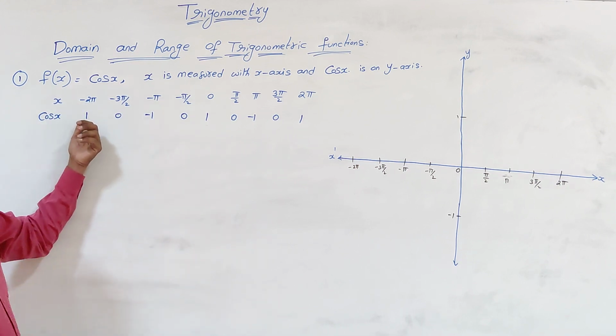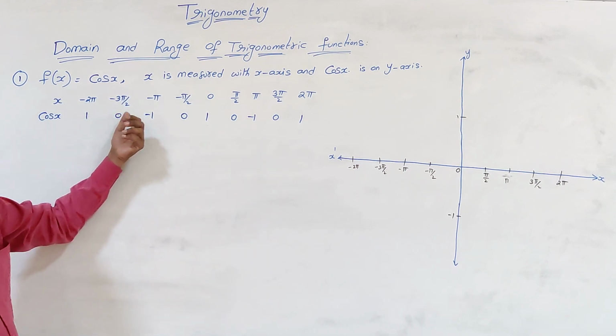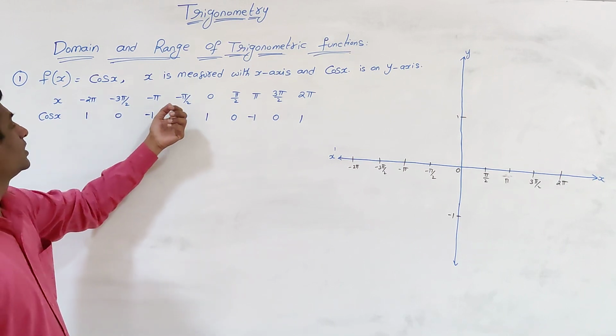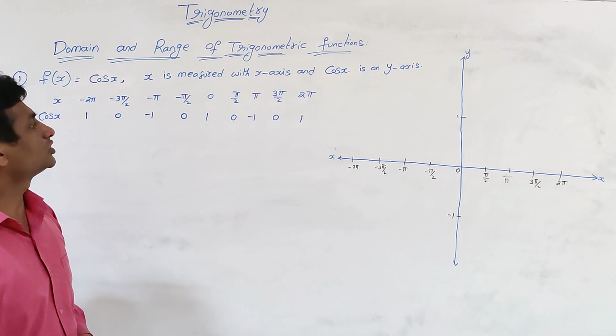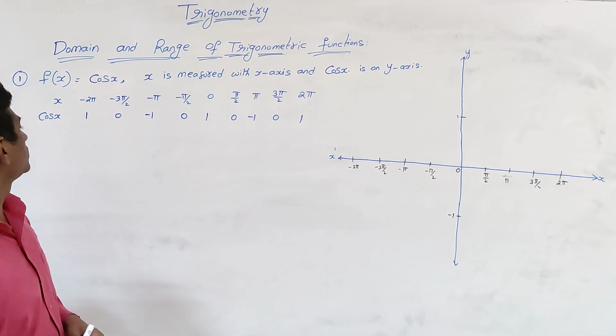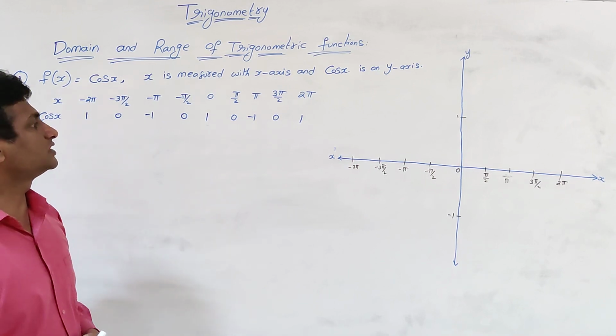Cos of minus 2 pi is 1, cos of minus 3 pi by 2 is 0, cos of minus pi is minus 1, cos of minus pi by 2 is 0, cos 0 is 1, cos pi by 2 is 0, cos pi is minus 1, cos of 3 pi by 2 is 0, cos 2 pi is 1.